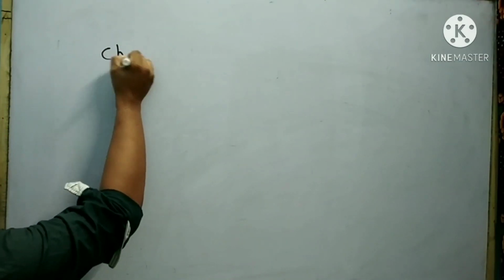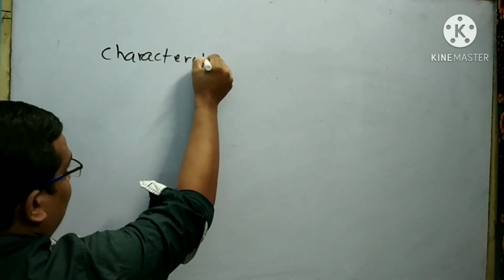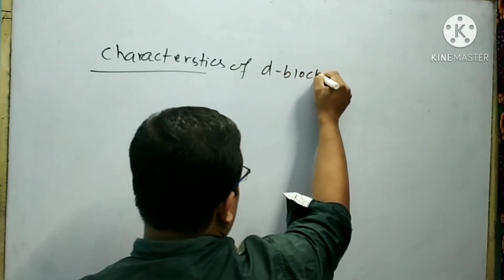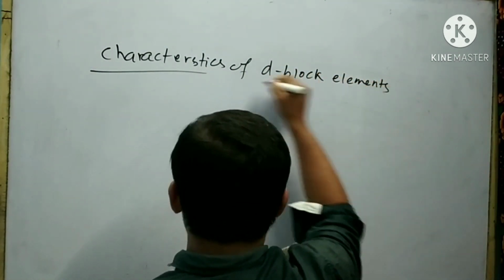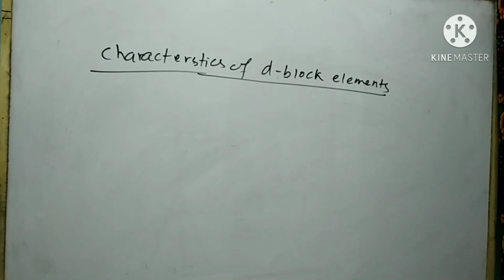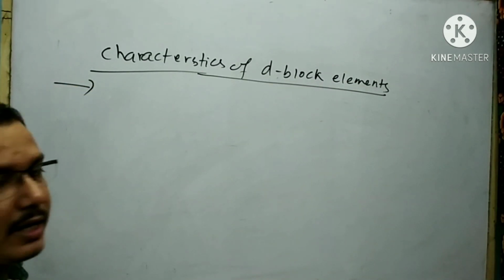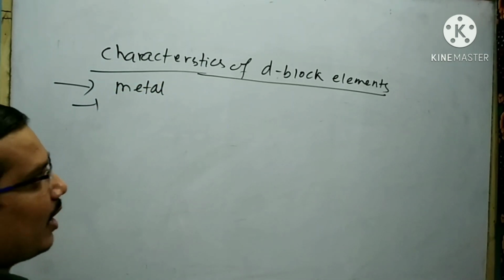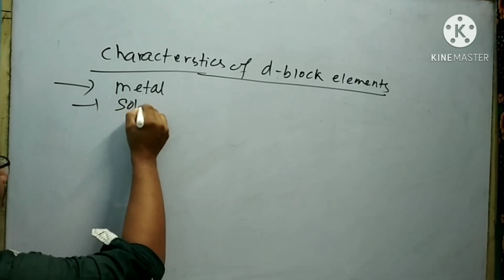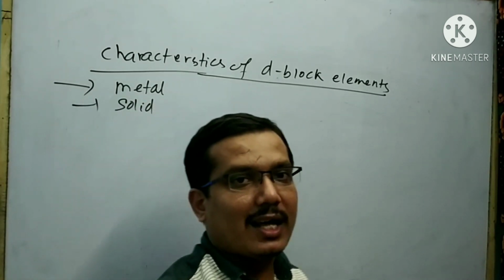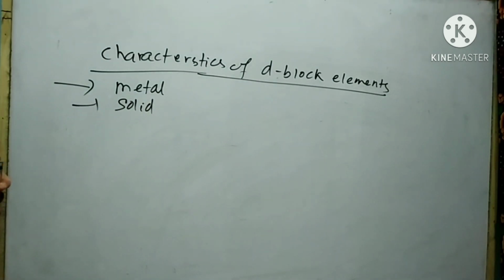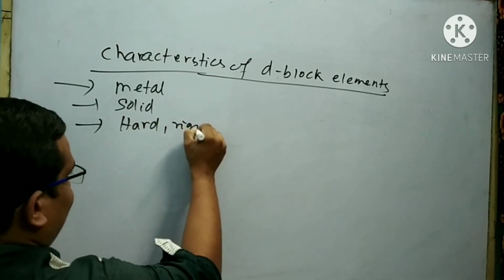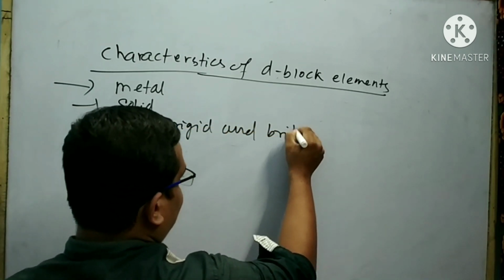Now I will explain about the characteristics of D block elements. What are the characteristics of D block elements? First point is all the D block elements are metals. Second point is all the D block elements are solid, but mercury is present in the liquid state. This is an exceptional case. All the D block elements are hard, rigid and brittle.